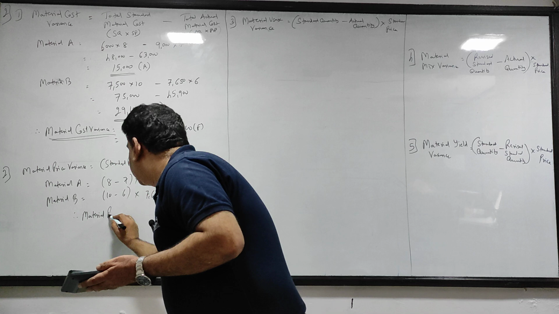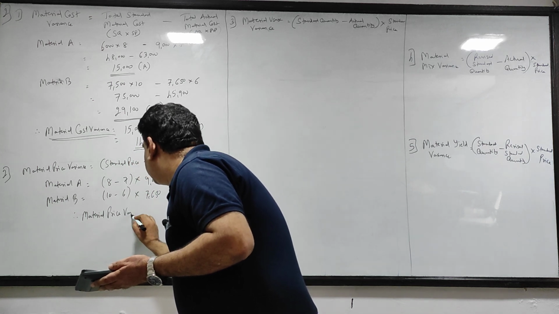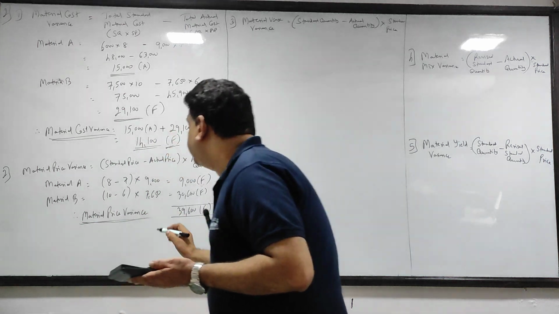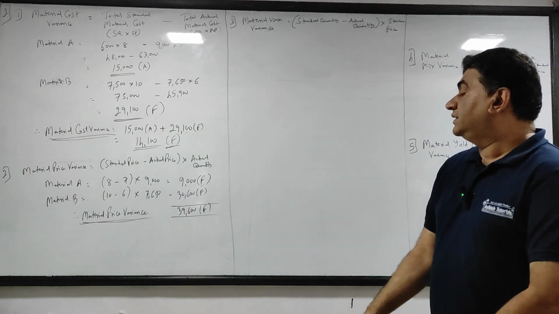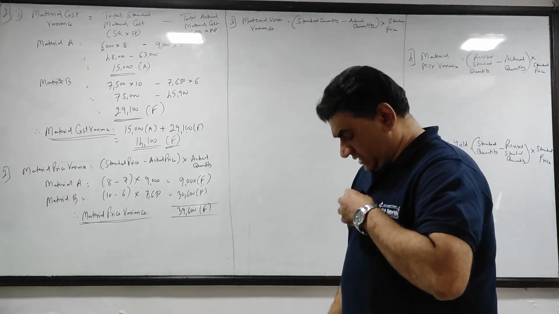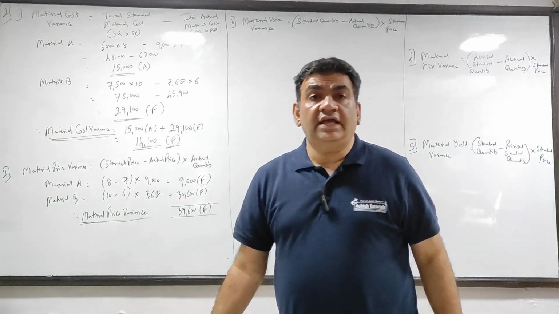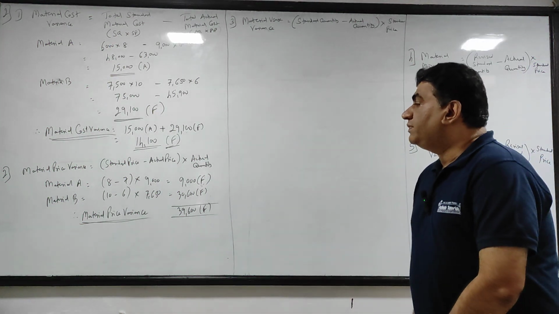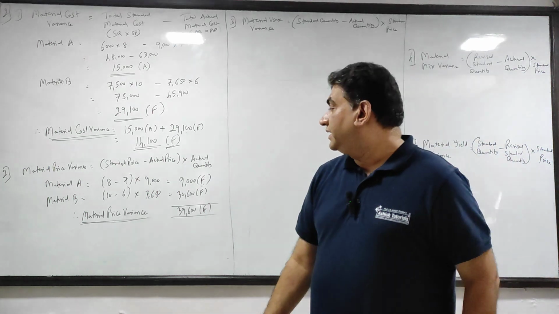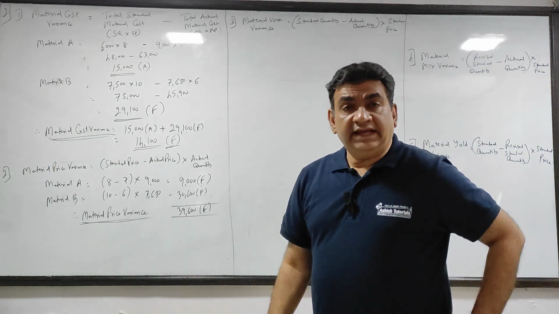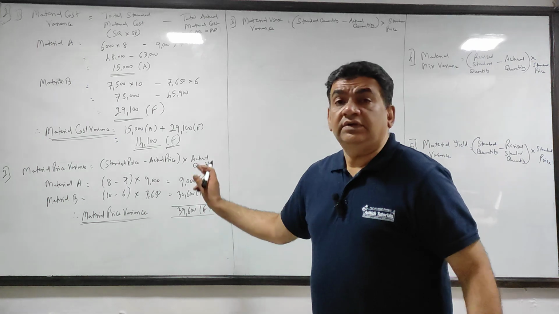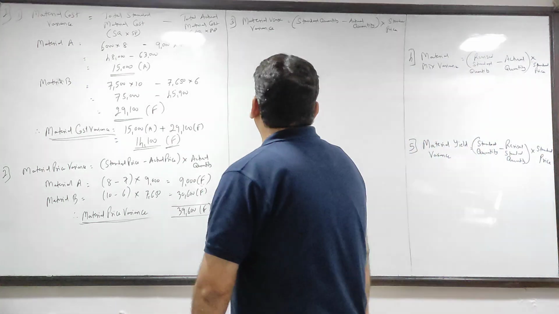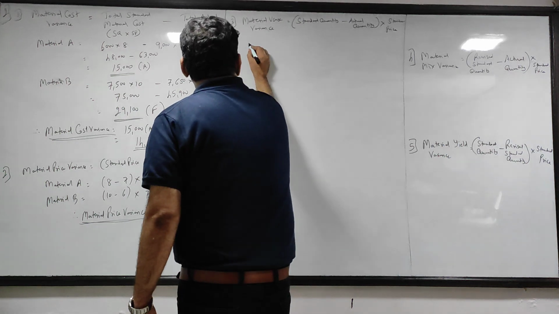Therefore, material price variance will be 39,600 favorable. Getting it? Take the two and take the total. Exactly the same way I will do for usage. Okay.